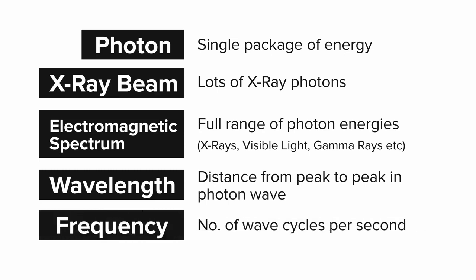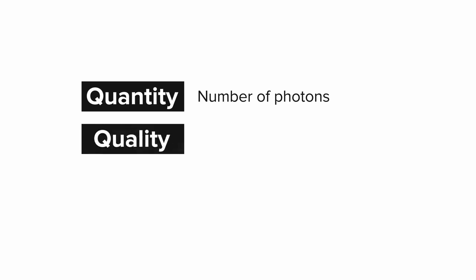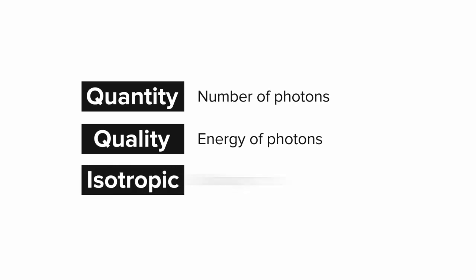Related to this is the frequency. Frequency is the number of wave cycles per second. As frequency increases, the photon energy increases. Another term is quantity. Remember that quantity refers to the number of X-ray photons, and a similar term is quality, except this term refers to the energy of photons. Finally, we talked about the term isotropic. Isotropic refers to a condition of diverging equally in all directions.